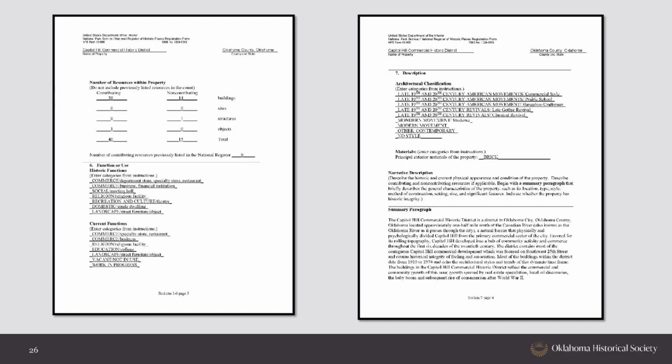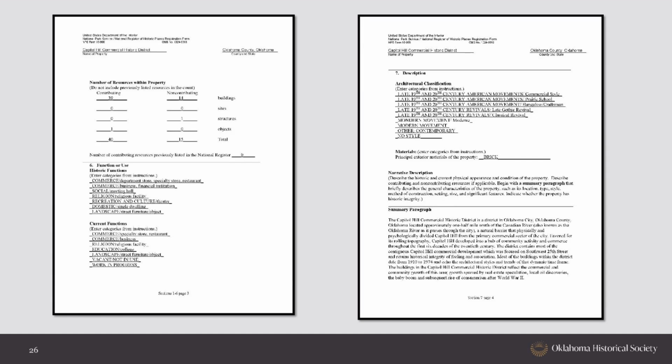So this is where, on our determination of eligibility, what is it significant for in history? Capitol Hill was several. We have commerce, also social. There's religious facilities, recreation and culture in there. There's also domestic housing, and then the landscaping features. And then current functions, it hasn't changed too much, so you can still see there's still commerce, religious facilities. Education was added, the schools that came along. We also added vacant, and then some that were still in progress.